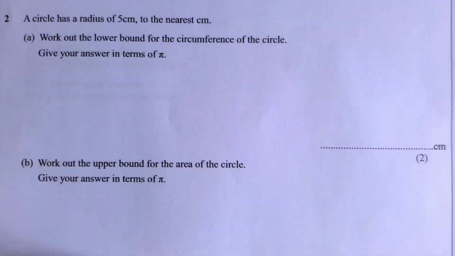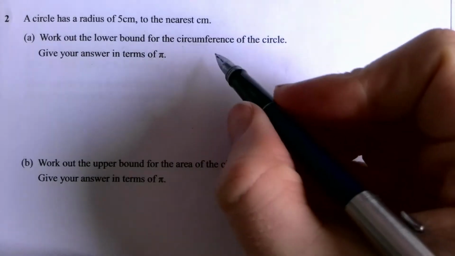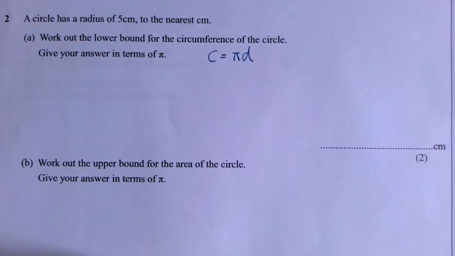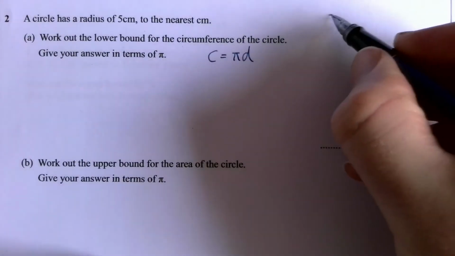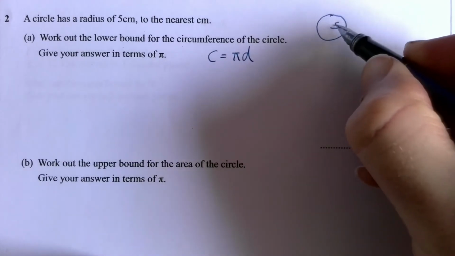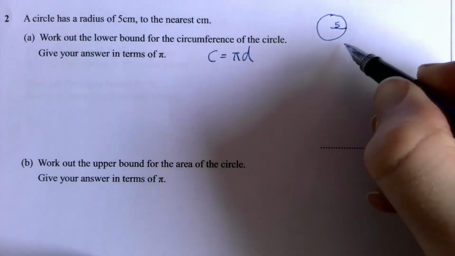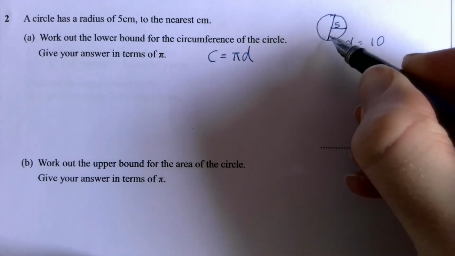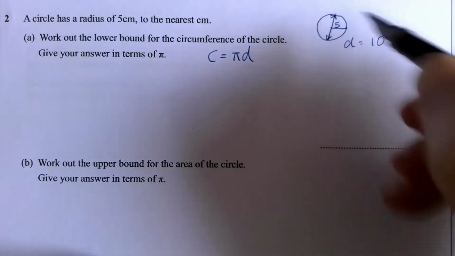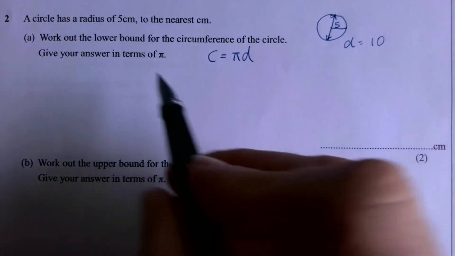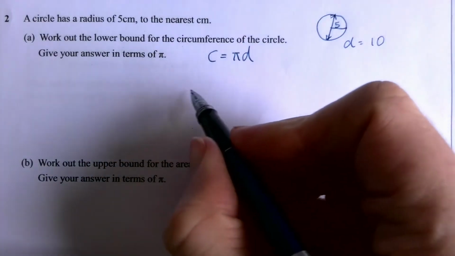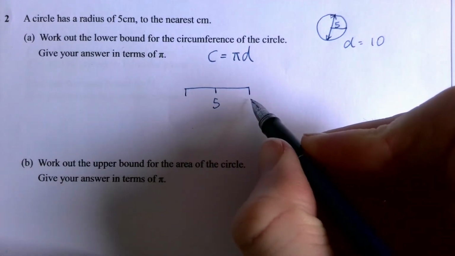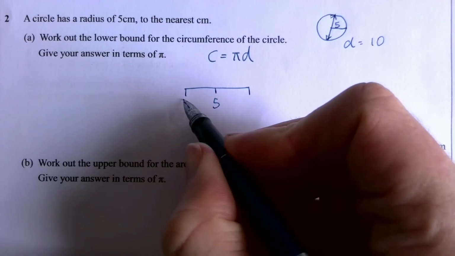The lower bound for the circumference of a circle. Well, the first thing to think about is the circumference is pi d, pi times the diameter. And if you're told the radius is 5, then the diameter is going to be twice that, isn't it? Because it's the distance all the way across the circle. It's been rounded to the nearest centimetre, so we're looking at the lower bound.